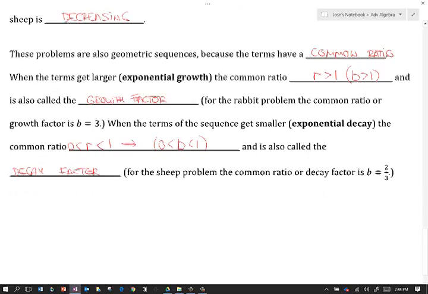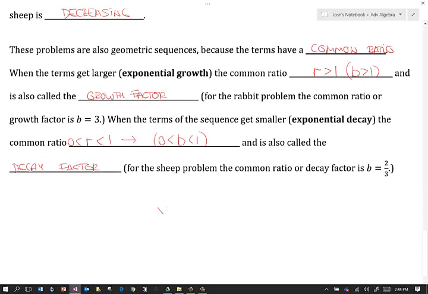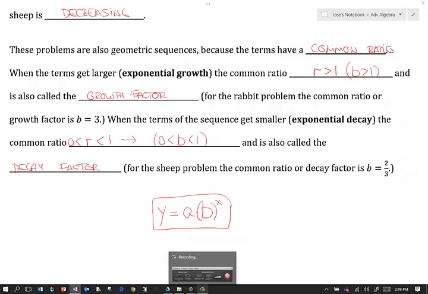And in general, the book is going to say that the formula for these problems is y equals a times b raised to the x power. And b again is going to be the decay or the growth factor, and a is the starting value. And that's it. That's basically what exponential functions are about for our first day.